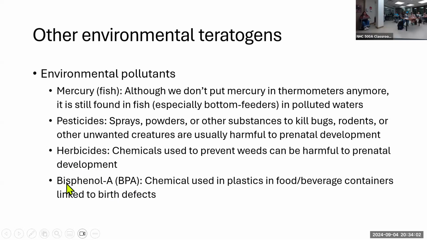And then you've probably heard of BPA. It's in plastics, food and beverage containers. A lot of the plastics, like that water bottle that you have, Caitlin, it probably says BPA free, because BPAs are linked to a variety of birth defects. So you want to be aware of that. And if you have one of those styrofoam food containers and you're going to reheat your food, don't reheat it in that container, because if there are BPAs in it, they're going to leak out into your food through the process of being heated.